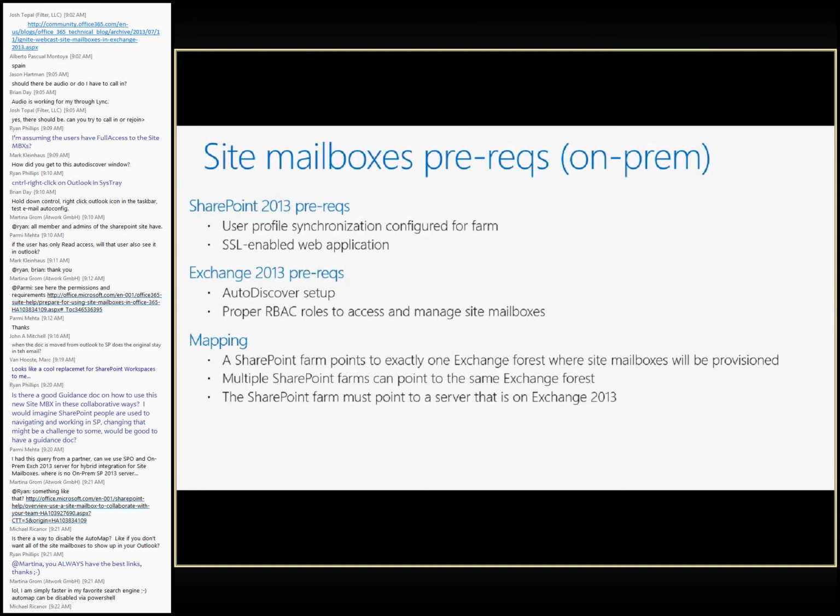But for on-prem, as an Exchange admin or as a SharePoint admin, you need to perform some steps. And the most important prerequisite is, of course, you need to have SharePoint Server 2013 and you need to have Exchange 2013. And very critical with regards to Exchange is you have to have your Auto Discover working properly. Okay, if that doesn't work, then as I showed you earlier, Auto Discover is the transport layer that tells Outlook what site mailboxes you're a member of.